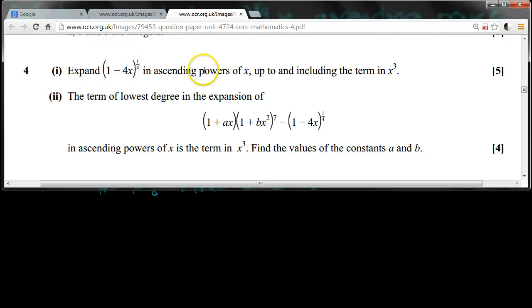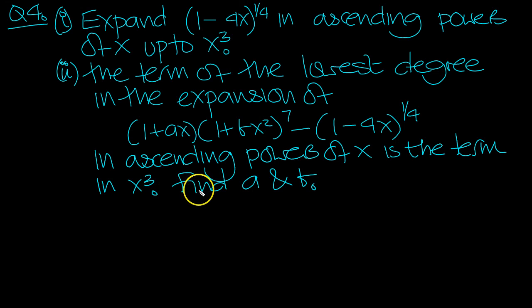Expand this in ascending powers of x up to and including the term in x cubed. The term of the lowest degree in the expansion of this in ascending powers of x is the term in x cubed. Find the values of the constants a and b. So that's the question then. I've written it down, or paraphrased it here.